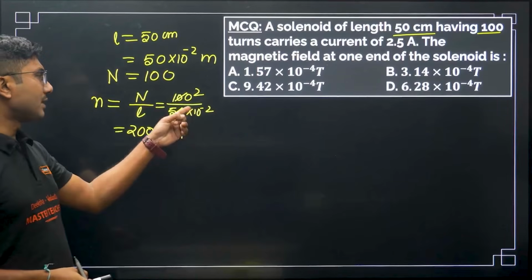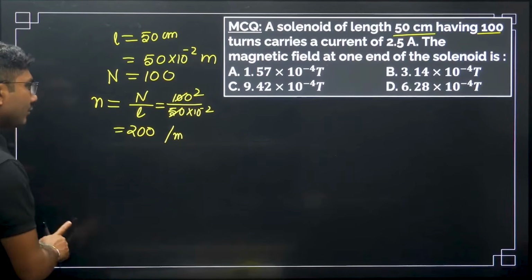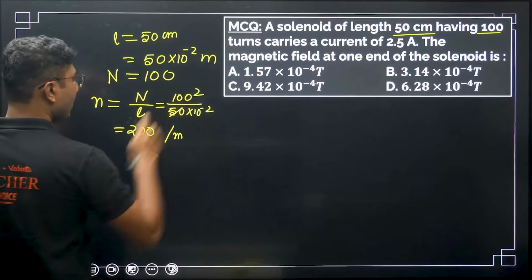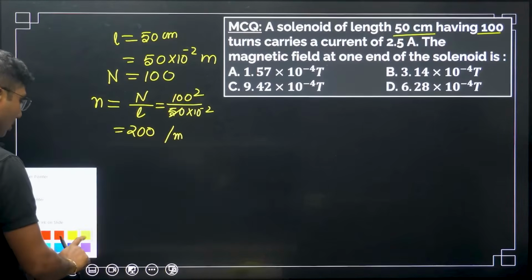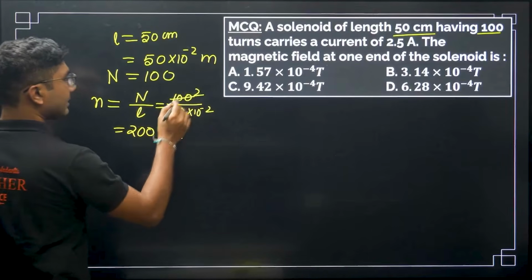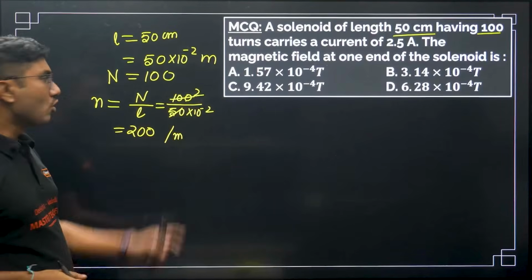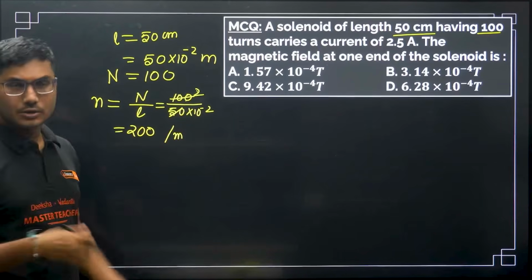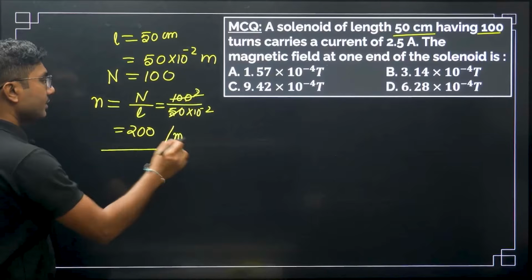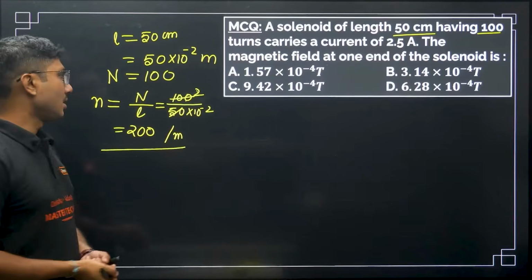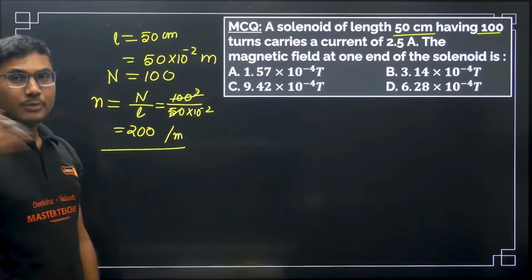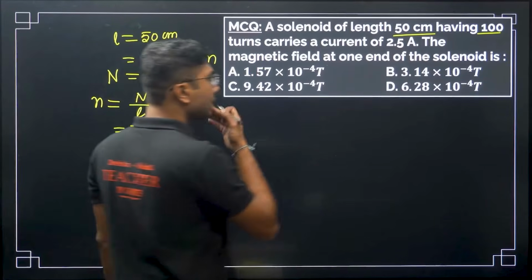10 to the power of minus 2 will go up and it will become 10 to the power of 2. So 100 and this 100 get cancelled and we got 2 over here, 5 2's are 10, so 2 into 100 is 200. So this is the number of turns per unit length, right? Now we have calculated n, I is already given, mu value we know, we will just put that.